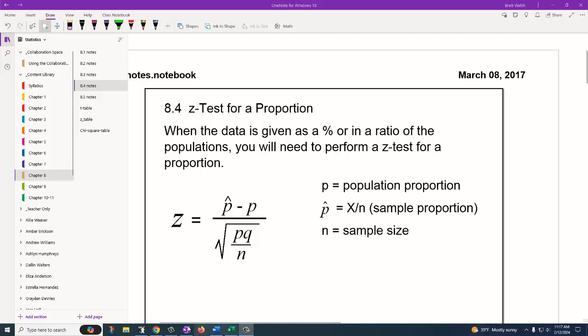Okay, so these are the notes for 8.4 here in stats, and what we're doing is a z-test, a hypothesis test for the true proportion.